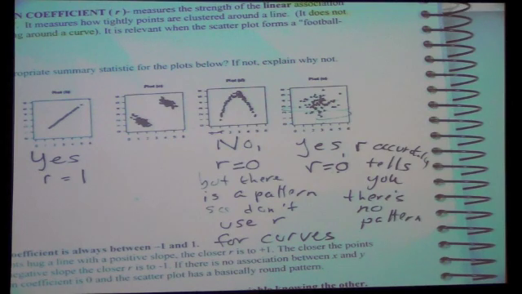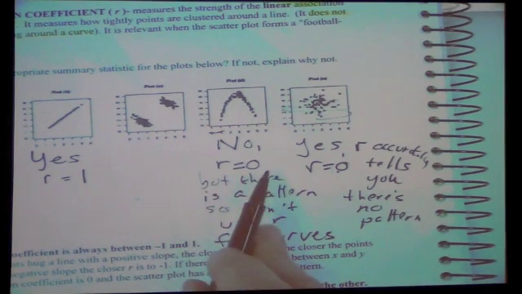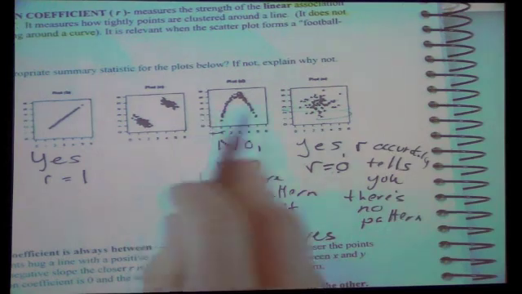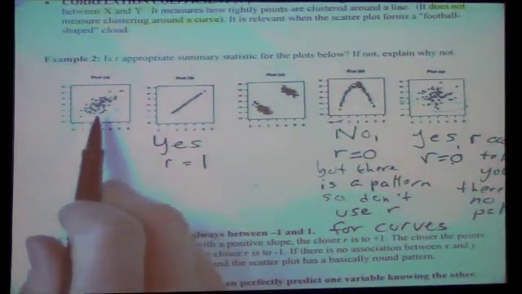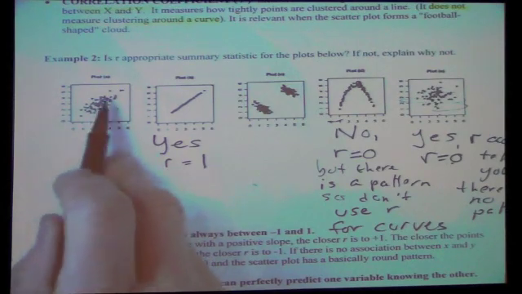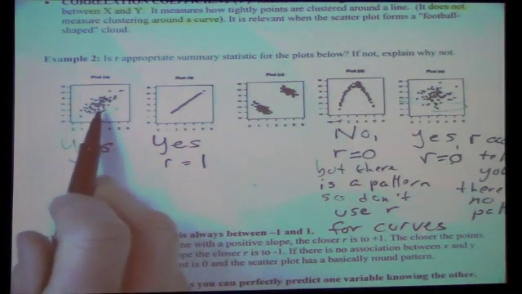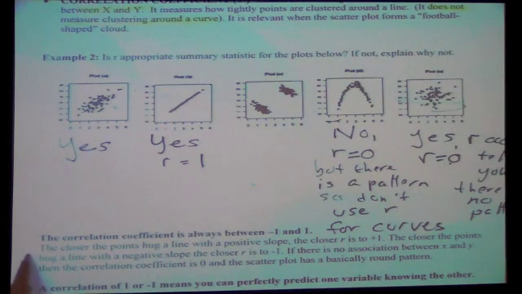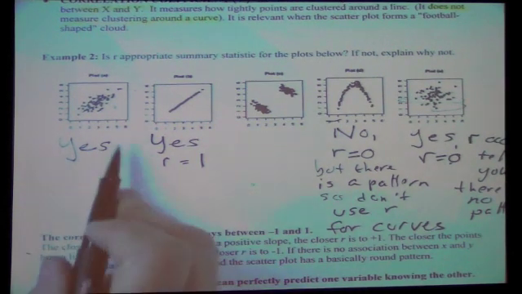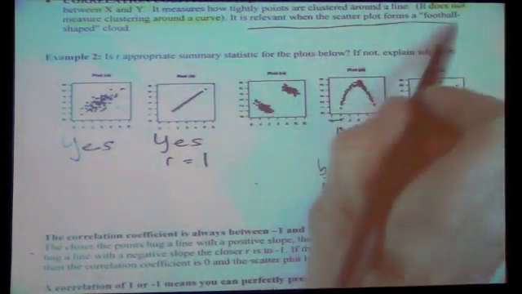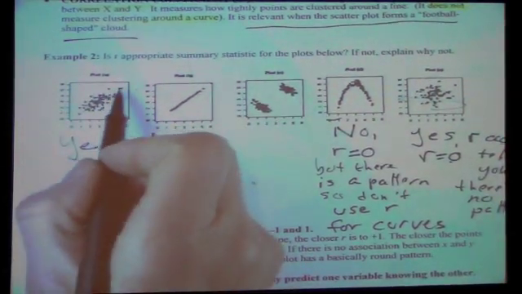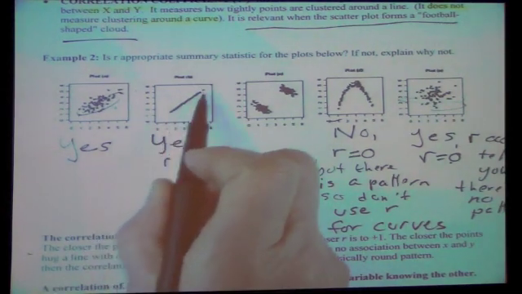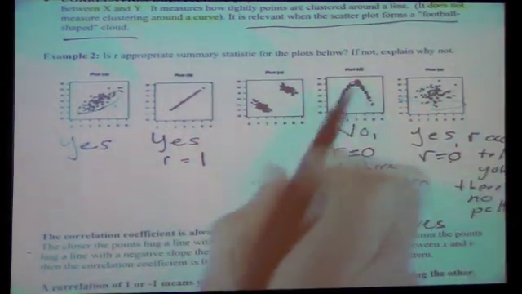Okay. Here, R is equal to 0, but there is a pattern, so R is wrong here. Don't use R if there's a curvy relationship. All right, how about here? This would be appropriate because we'd get a positive R, and it would tell you that the points slope up. So what did I say here? It's relevant when the scatter plot forms an elliptical or football-shaped cloud, like this, or when it's a straight line or scatter, but it's not for something like this.